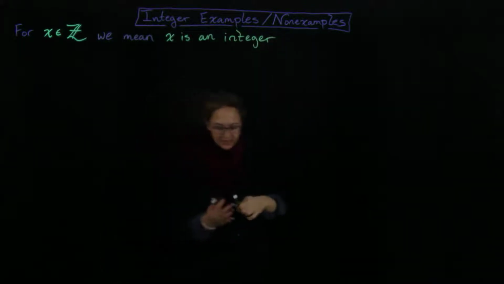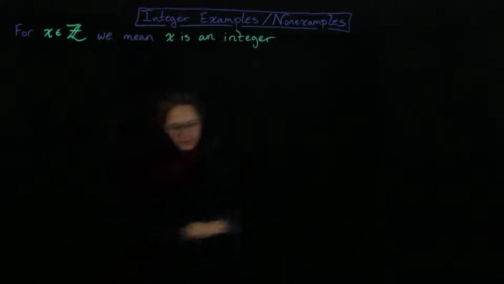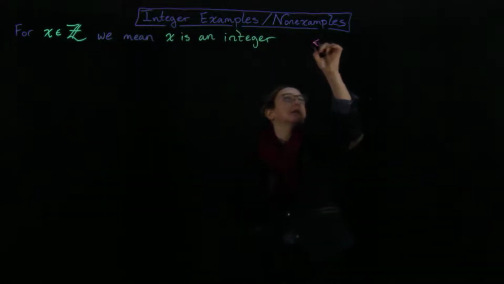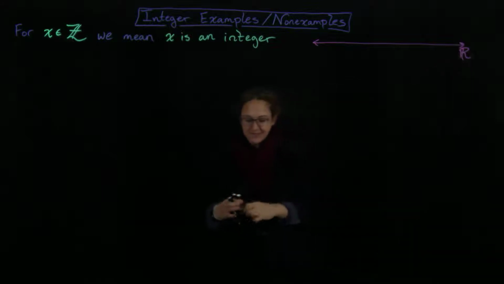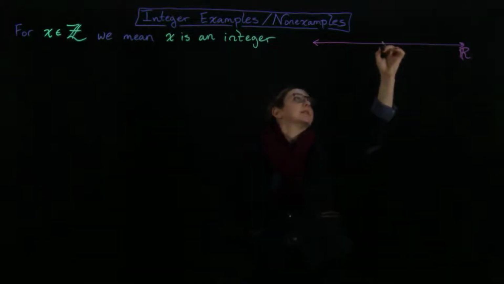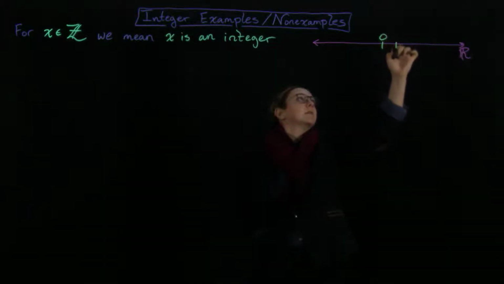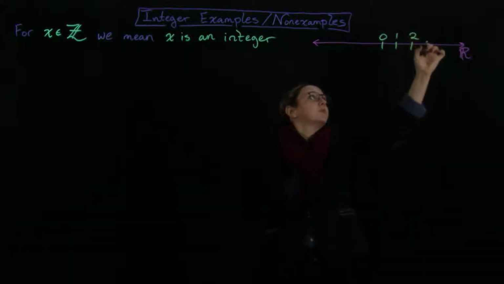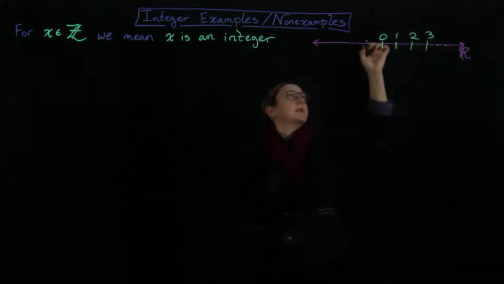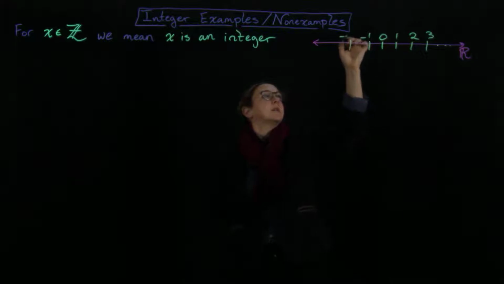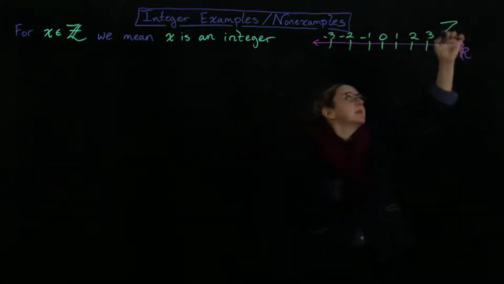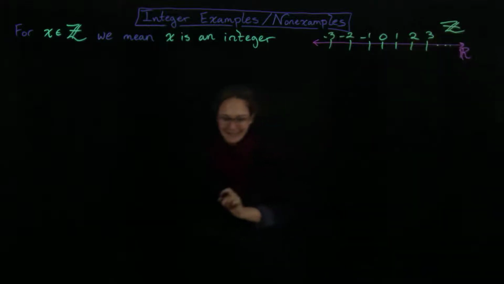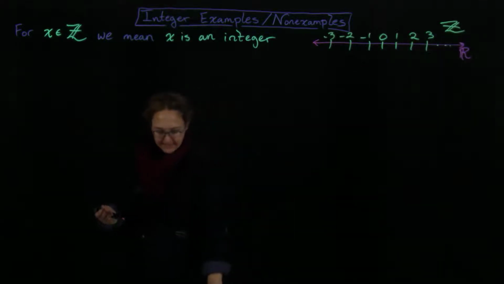And the picture on the number line: our real numbers are red, so we draw the entire number line in red, and then the integers sit inside of it. We're looking at numbers like 0, 1, 2, 3, and so on, and like -1, -2, -3. These are what I mean by the integers.